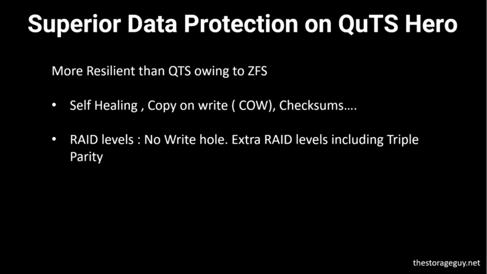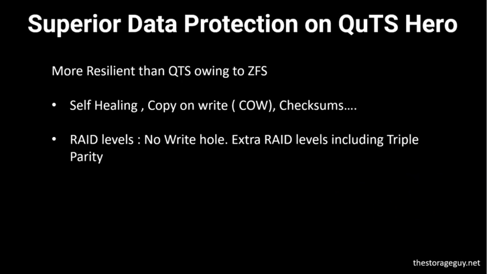And ZFS RAIDs are usually named differently. For example, there is a RAID level called RAID Z1, which is similar to RAID 5 in the sense that it also has one parity bit and one hard drive failure protection. So what QNAP has done is they have decided to use the traditional RAID levels. So RAID Z1 is called RAID 5, RAID Z2 is called RAID 6, and so on. Since there is no triple parity in QTS, they have named triple parity as triple parity.